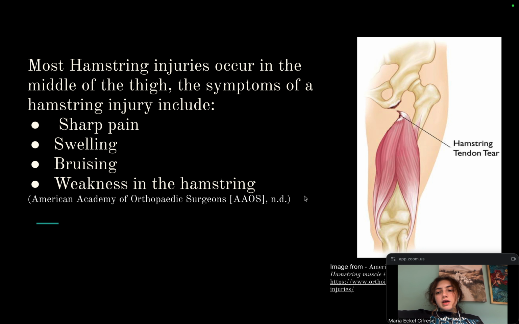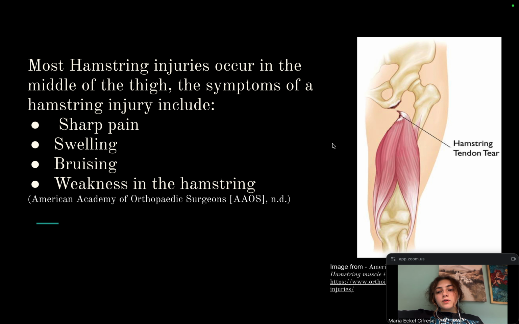So, according to the AAOS, most hamstring strains occur in the thick central part of the hamstring where muscle fibers and tendons meet, and in the most extreme cases, the muscle separates from the bone and can tear away a piece of the bone with it, and this is called an avulsion injury. And if you look to the right, where I provided a picture also from the AAOS, you can see an avulsion injury where all the hamstring muscles separated from the ischial tuberosity.